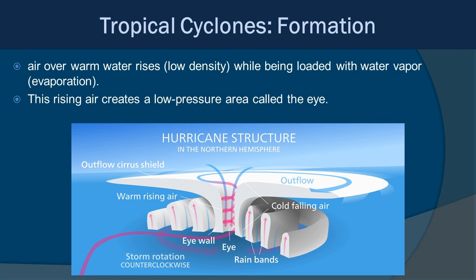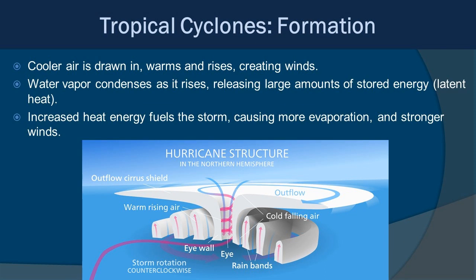So, as the air over that warm water rises due to its low density, it's being loaded with water vapor through evaporation. That rising air creates a low pressure area that eventually will form the eye of the storm. As the storm starts to develop and strengthen, it will start to pull in cooler air. That air will then warm and rise and eventually create those winds.